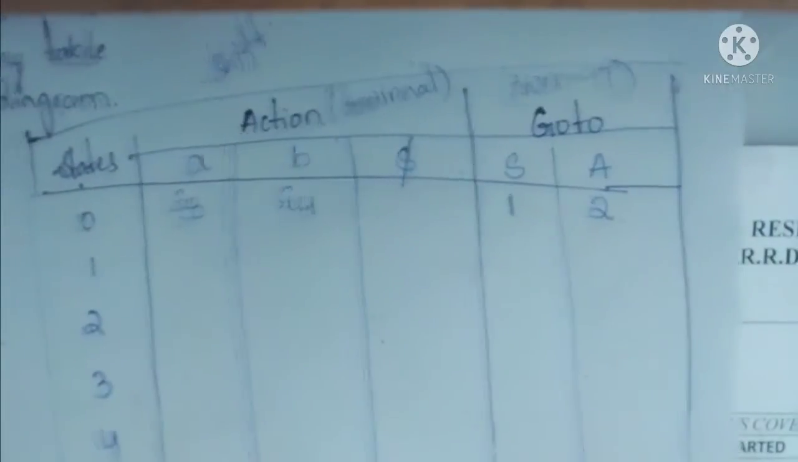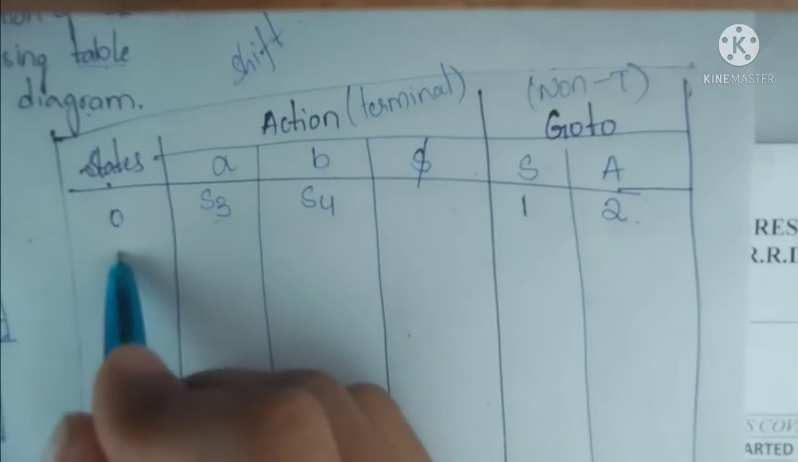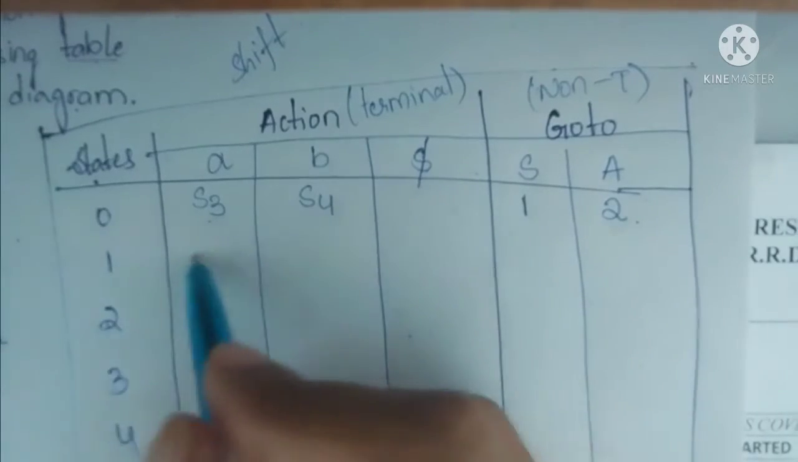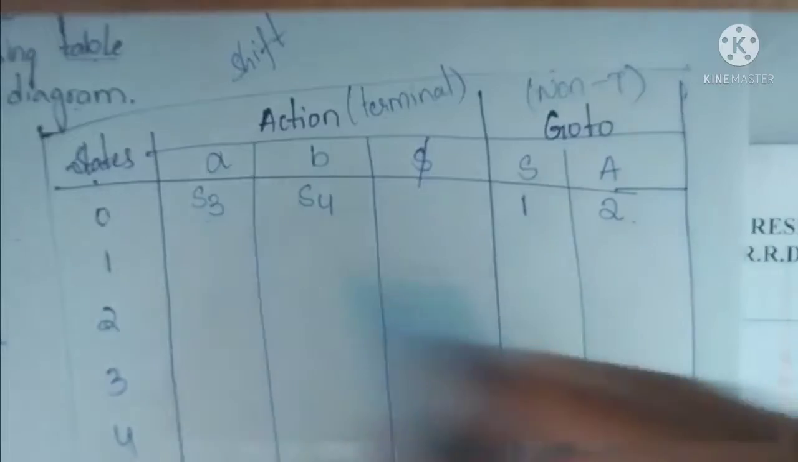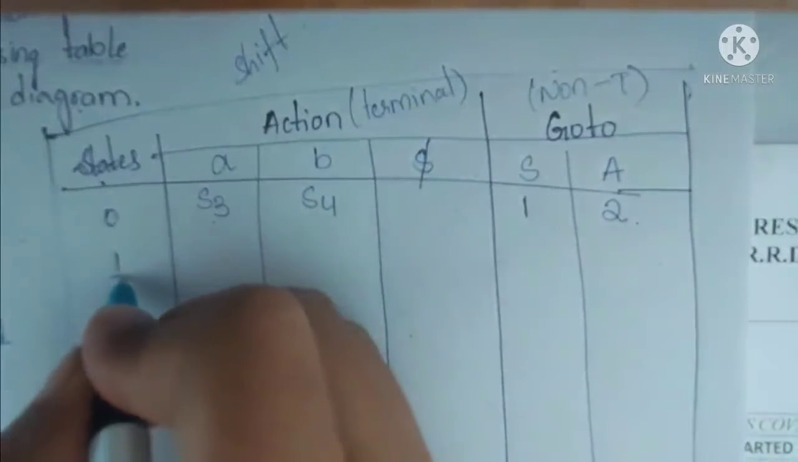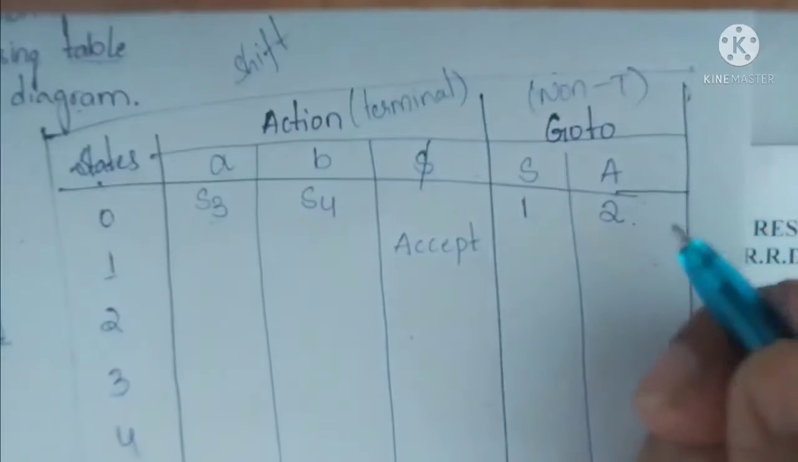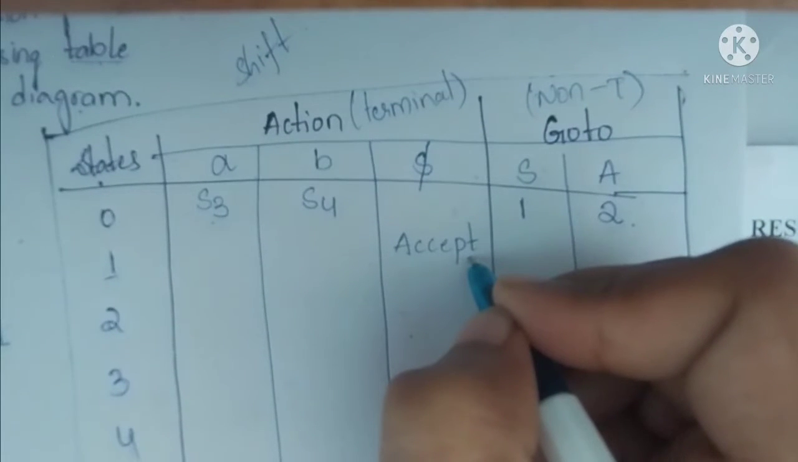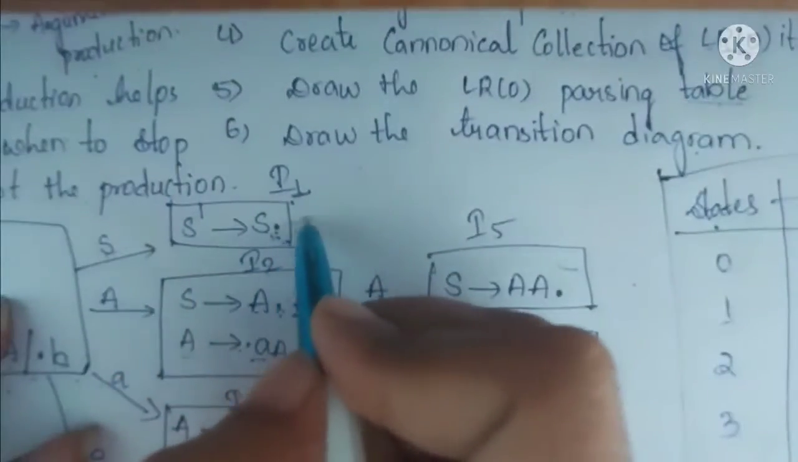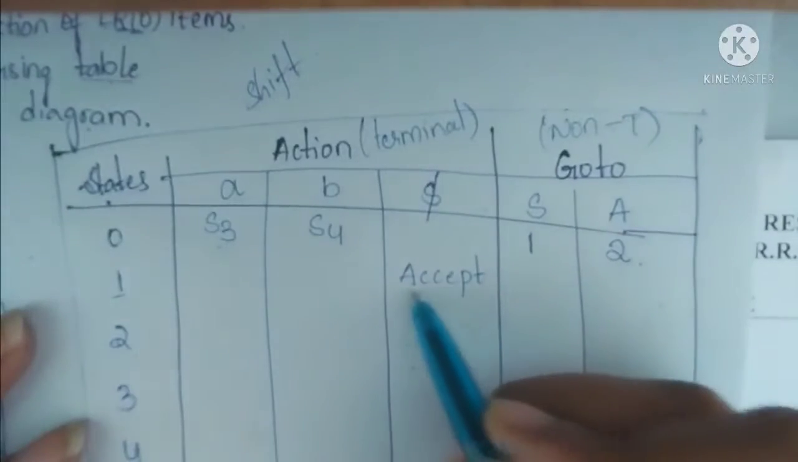Next, in the I1 state, which is a final state, we are not having any predictions here. Why? Because the I1 state is already a final state. In the place of dollar you have to write accept. Why? Because this is an augmented production, S dash tends to S. In the place of I1 dollar, the string will be accepted.